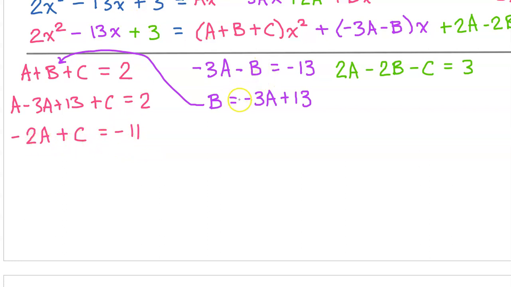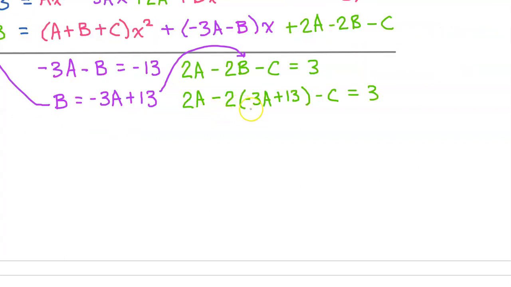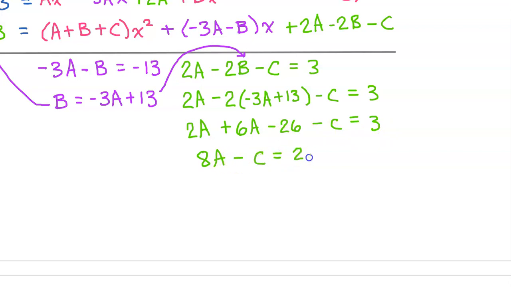But let's take this expression for b and substitute it in the equation on the right. So now we have this. Distributing the negative 2 gives us this. If we combine 2a plus 6a, that is 8a. And if we add 26 to both sides, we have 8a minus c is equal to 29.